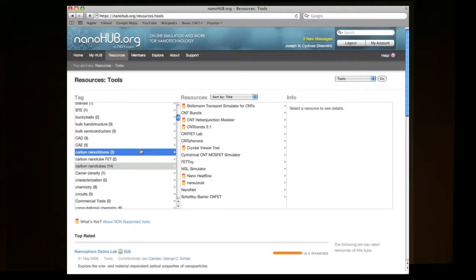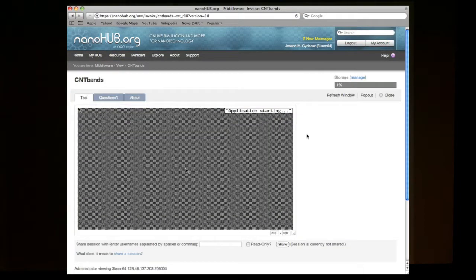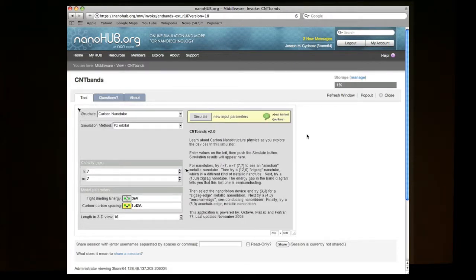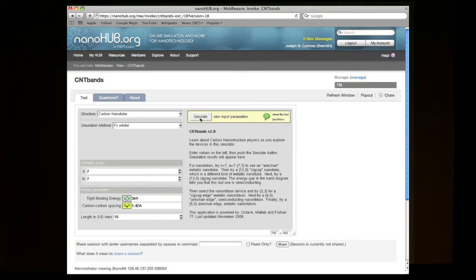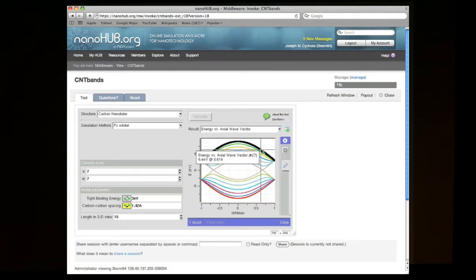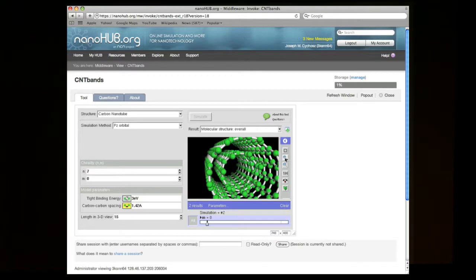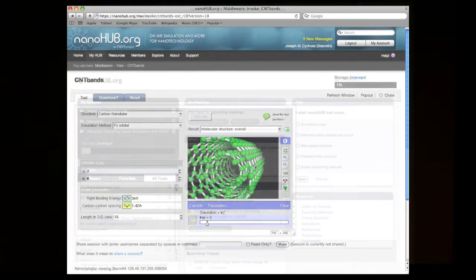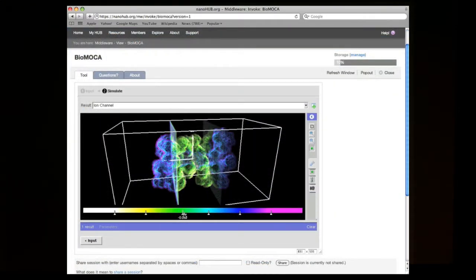Imagine having fingertip access to simulation tools that are easy to launch. Tools with intuitive controls that are well documented. And results that are readily visualized. And not just one tool, but dozens of tools that simulate many different phenomena.